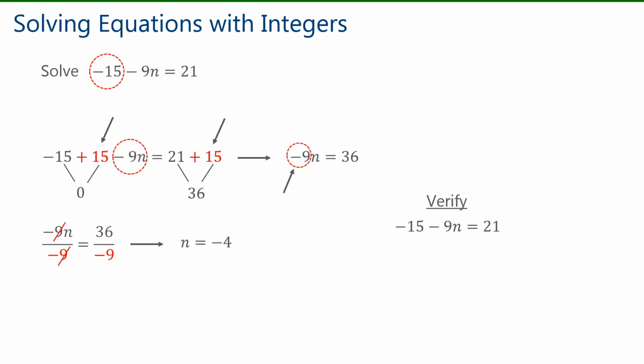We're going to substitute n equals negative 4 back into the equation. So negative 15 subtract 9 times negative 4. And we're going to do what's highlighted in red. So negative 9 times negative 4 equals positive 36. So on the left-hand side now we have negative 15 plus 36, which is 21. The left-hand side equals the right-hand side, so n equals negative 4 is the solution.